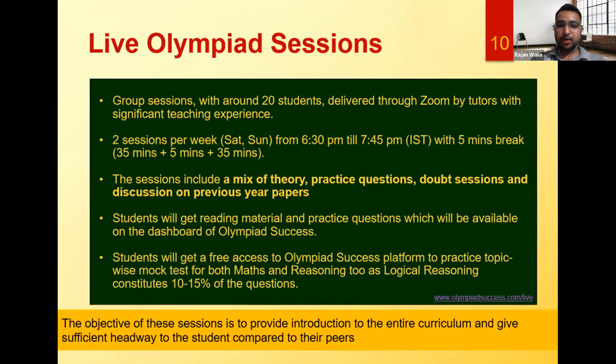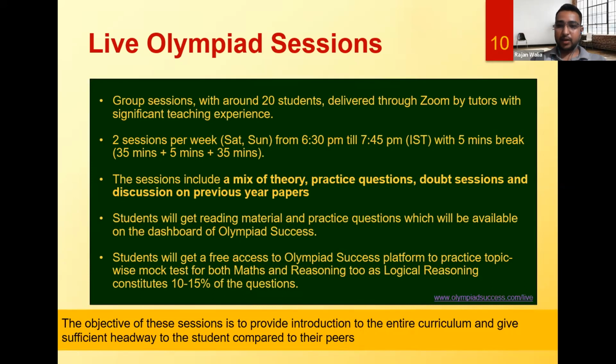Now about this course: there will be around 20 students in the class and we will conduct all the classes on the Zoom platform only. There will be 2 sessions per week, on Saturday and Sunday, and the timing is 6:30 to 7:45 p.m. The class duration will be 75 minutes with a break of 5 minutes in between. The session includes a mix of theory, practice questions, doubt session, and we will also discuss previous year papers.